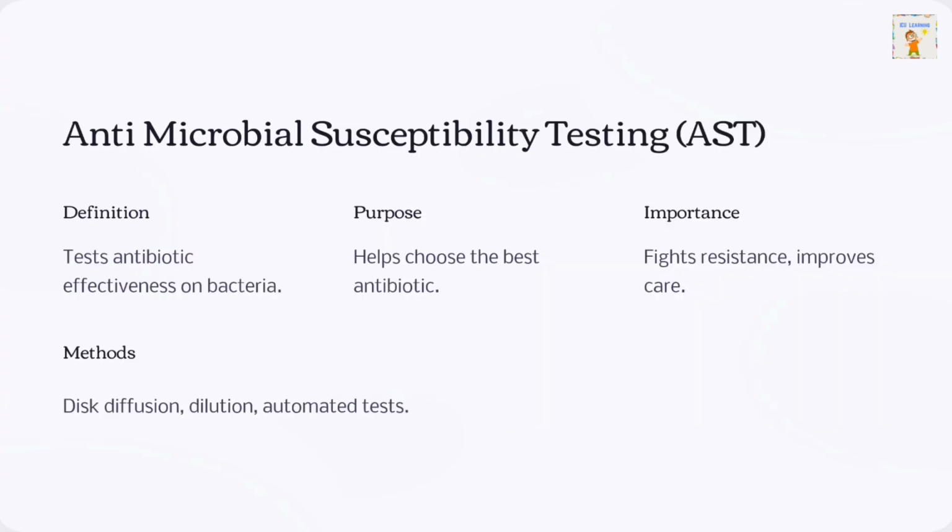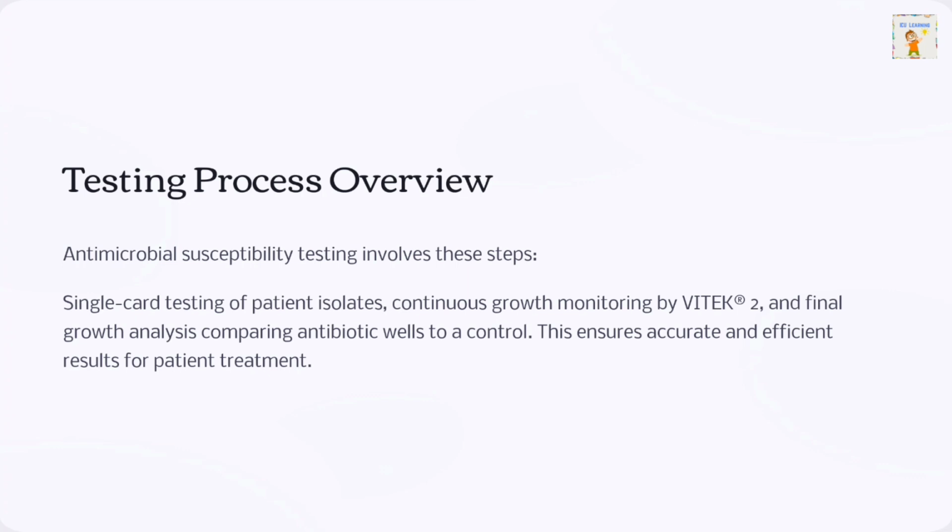Now, after the basics, we will discuss some points about antimicrobial susceptibility testing. First, to define it, antimicrobial susceptibility testing determines the effectiveness of antibiotics against specific bacterial isolates. The purpose is to guide clinicians in selecting the most appropriate antibiotic, and this is crucial for combating resistance and ensuring optimal patient care. The techniques include disk diffusion, broth dilution, and automated systems. I will give you an overview of the testing process.